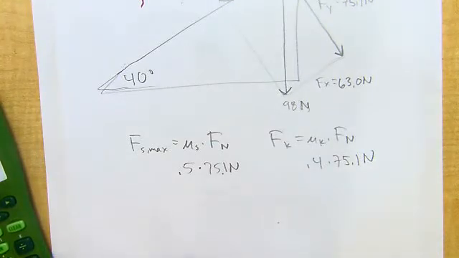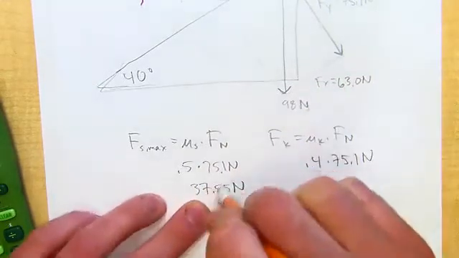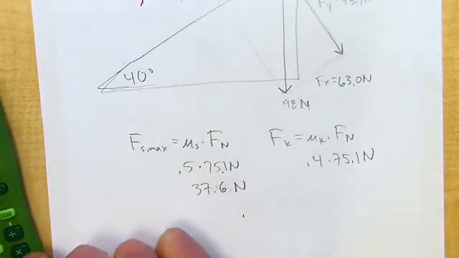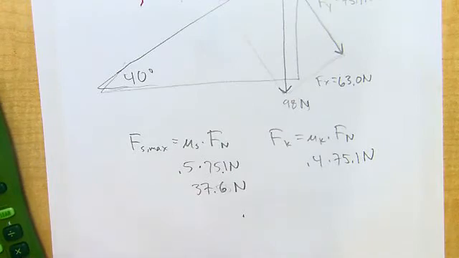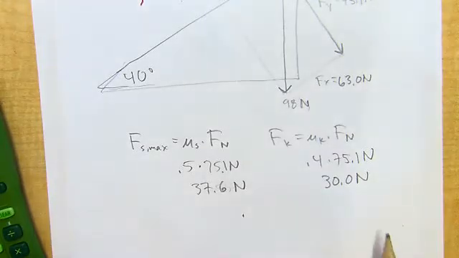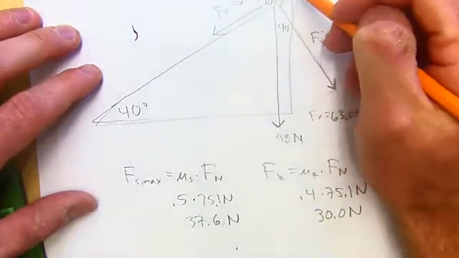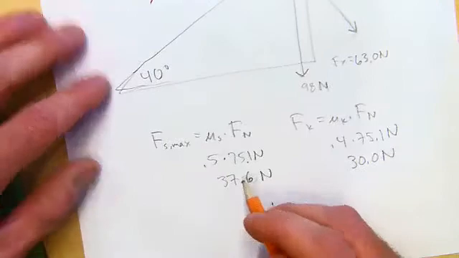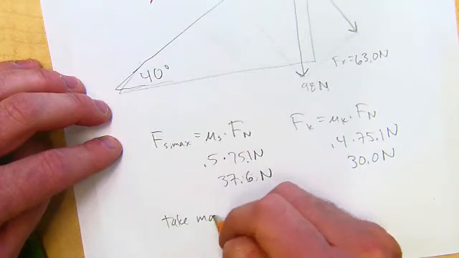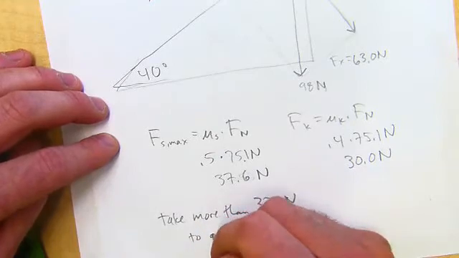Should be able to do that in my head, but apparently not Monday morning. 37.55. I mean, we're rounding to the nearest tenth, so I'm going to say 37.6, sorry. And then 0.4 times 75.1 is 30.0. Okay, so what do these mean? If it's sliding, so this remember meant that it would take more than 37.6 newtons to get it sliding.